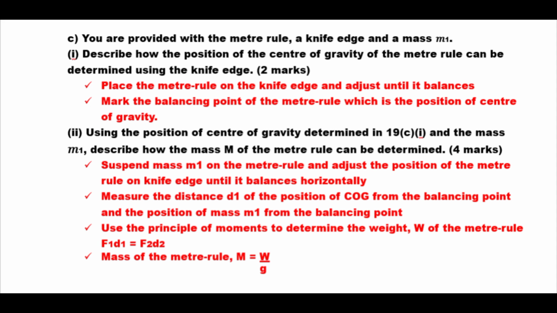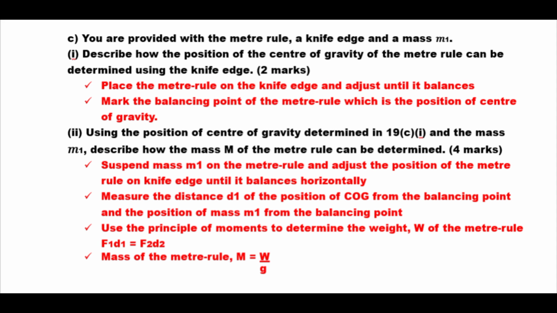So place the meter rule on the knife hinge and adjust until it balances. Mark the balancing point of the meter rule, which is the position of center of gravity. So the balancing point becomes the position of COG. That is the first thing: you balance the meter rule on the knife hinge until it balances. Then the balancing point becomes the position of COG.